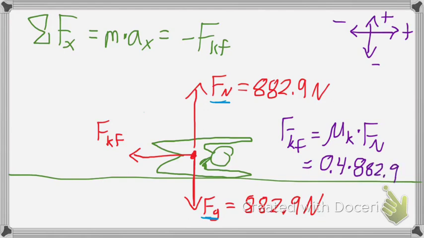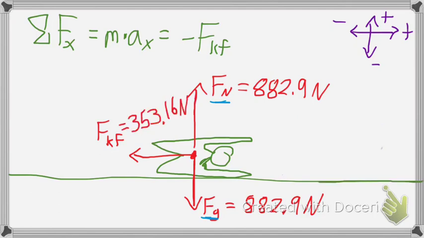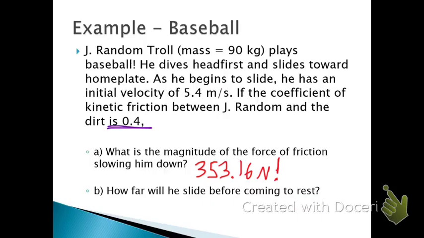And now I just multiply them together, and I get the force of kinetic friction. Swanky. And that comes to 353.16 newtons. So I'm just going to update my free body diagram again. And now I've actually solved for the first part of the problem. What is the force of kinetic friction acting on J-Random? That's 353.16 newtons. And now the question he probably cares about, how far will he slide before coming to rest?